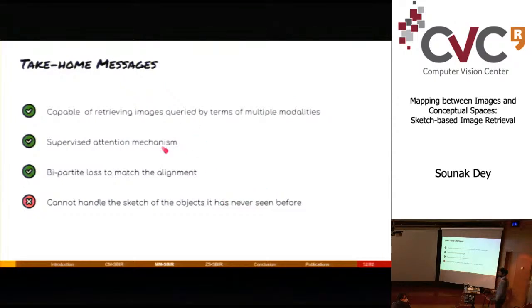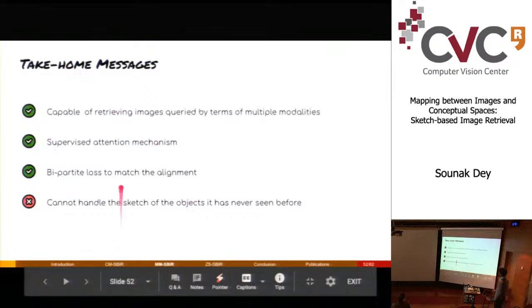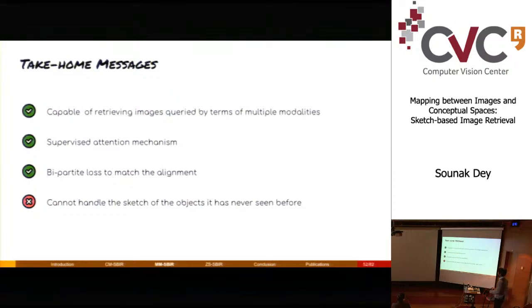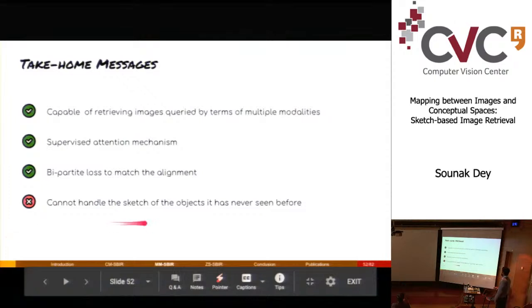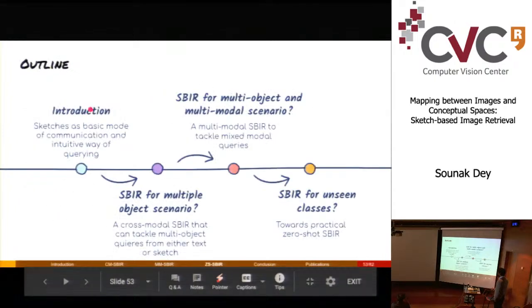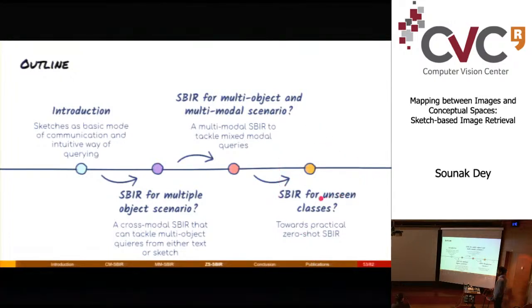So what are the take-home messages from this? The take-home message from this work is that yes, we are capable of retrieving queries having multiple modalities. We have done a supervised attention mechanism. We have tried to solve this supervised mechanism using bipartite loss to match the alignment, which you can also see in recent works, in Detectron kind of works, where people are using bipartite loss to match the alignment too. It's just a new paper that came out. And also the thing that we couldn't handle here was the sketches or the objects of the classes it has not seen before. Going forward, can sketch-based image retrieval handle classes which it has never seen before? We will be diving into the practical zero-shot sketch-based image retrieval, which is my last contribution in this thesis of mine.